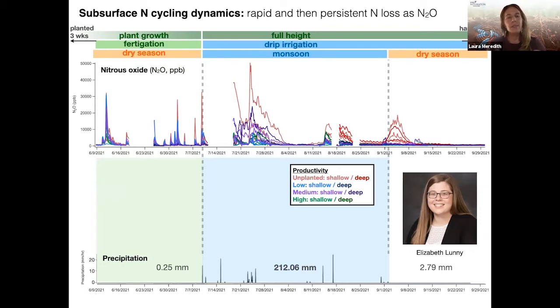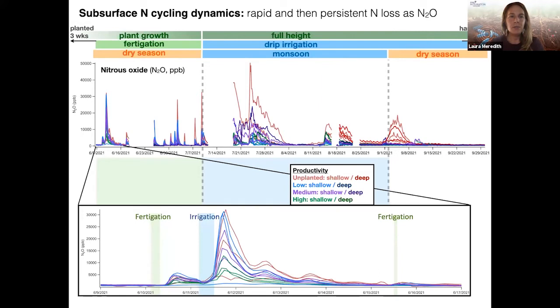And then in the second phase during the monsoon, we see this persistent loss of nitrogen as nitrous oxide, even though there's no new fertilizer input. So this is residual nitrogen in the system that is being lost under waterlogged conditions, that then transitions to a dry season where we see continued loss from the unplanted plots and not from the planted plots any longer. And this is just to zoom in to show the types of dynamics that we're resolving with the probes.